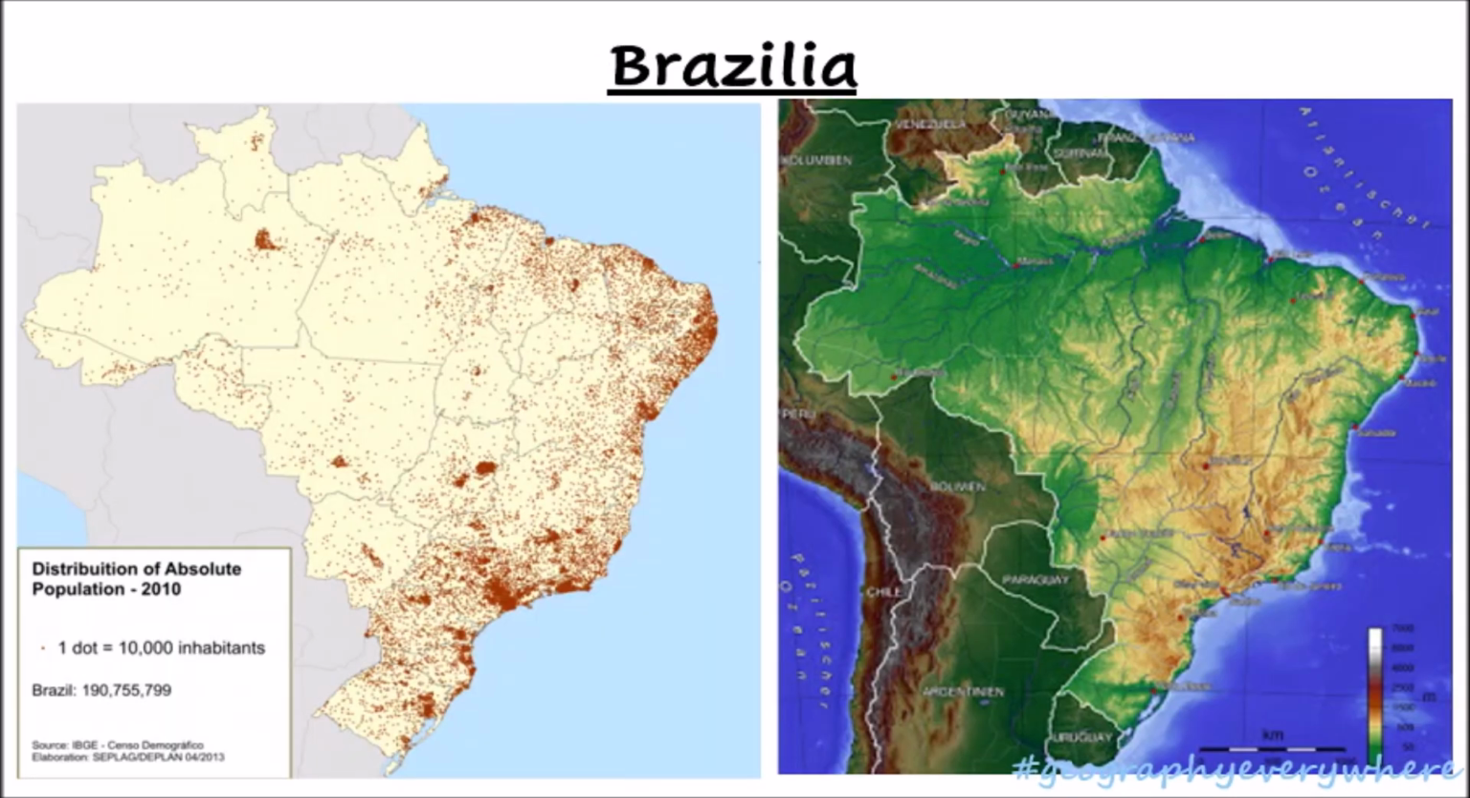Let's look at Brazilia. Brazilia is an anomaly. An anomaly is something you would not normally expect. Brazilia is found over here, in the middle of the highlands, and this is the capital city of Brazil. As you can see, Brazilia is quite densely populated. Let's see why.